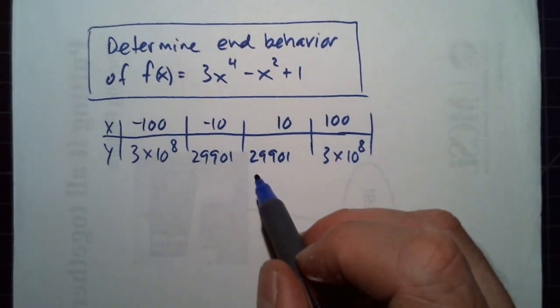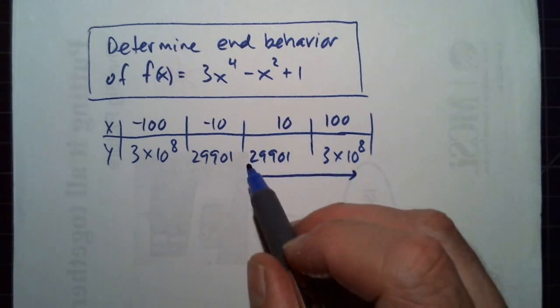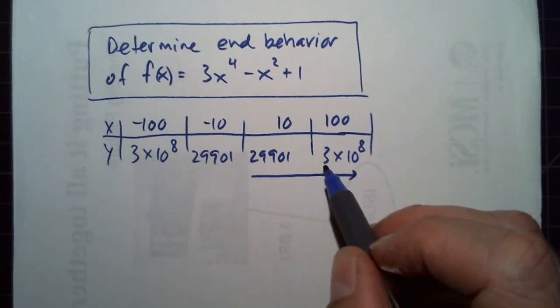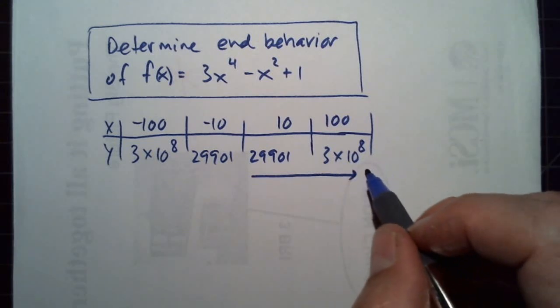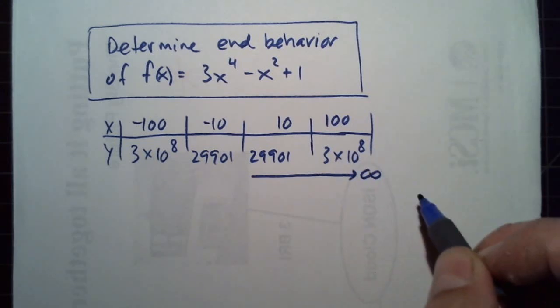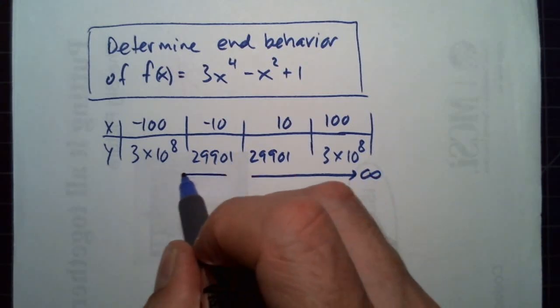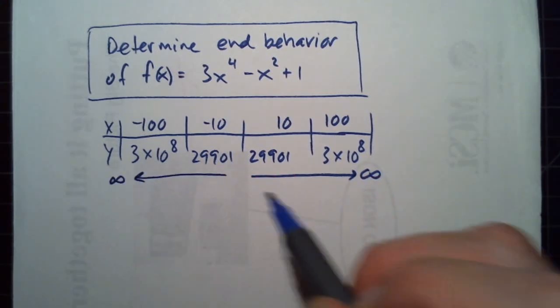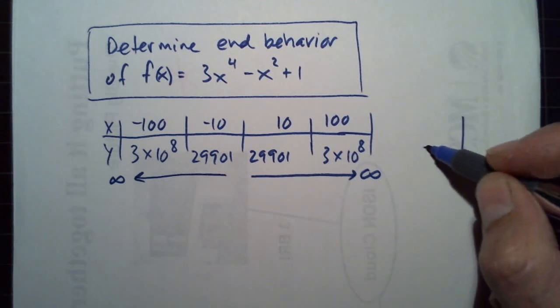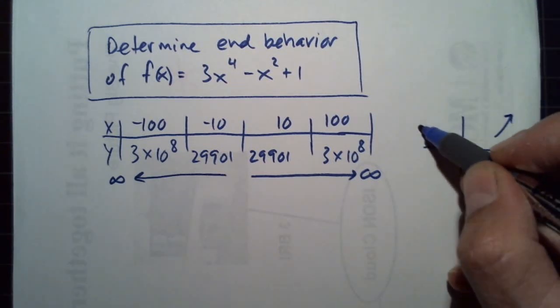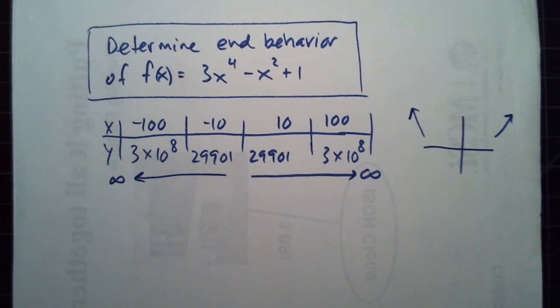And then we look at what's happening to these y values. We have about 30,000. Then we have a big number here. It's going higher. So we'll say it's going to positive infinity. Here they're also positive going this way. We're going to positive infinity. So when we look at the graph, it's going to positive infinity to the right, positive infinity to the left.